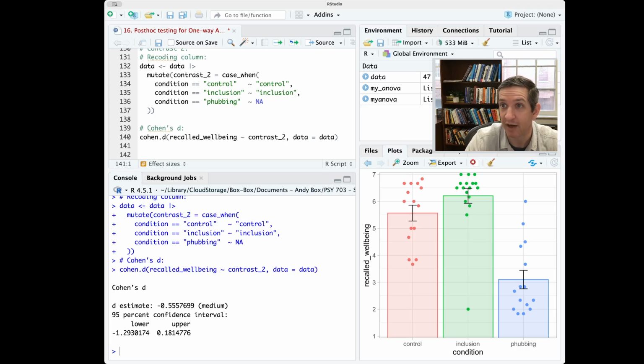Earlier, we talked about how to do Tukey post-hoc comparisons. You can use similar methods, the tools we used here, to get Cohen's d for particular pairwise comparisons as well. So that's how you do planned contrasts in R. And next time we'll look at how to do power analysis for ANOVA.